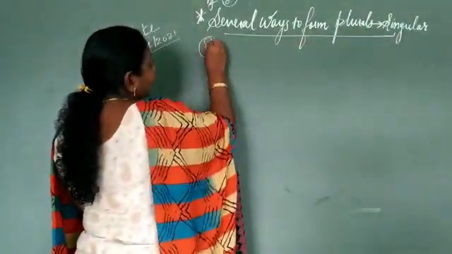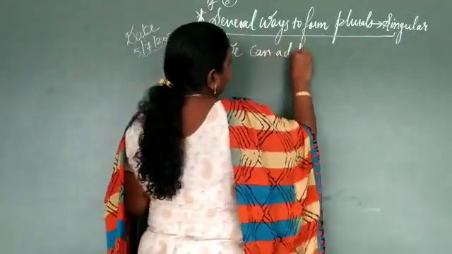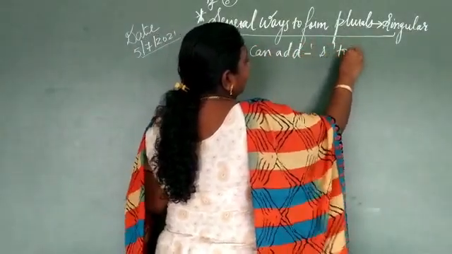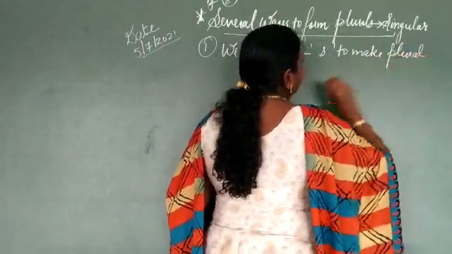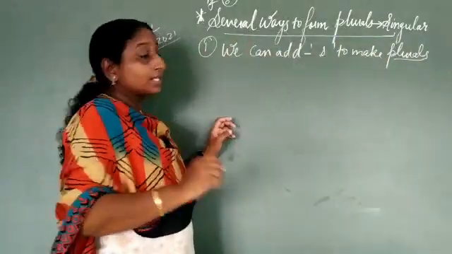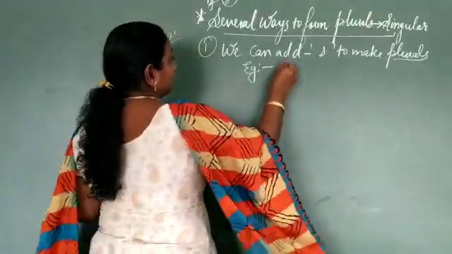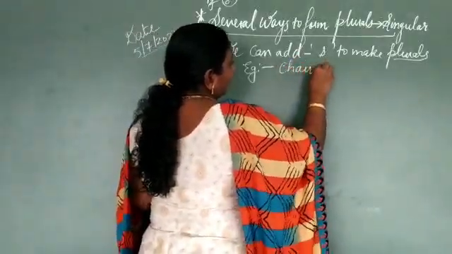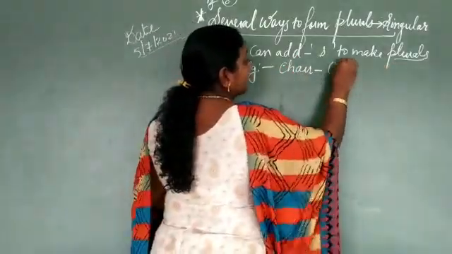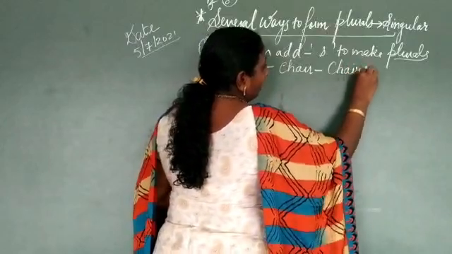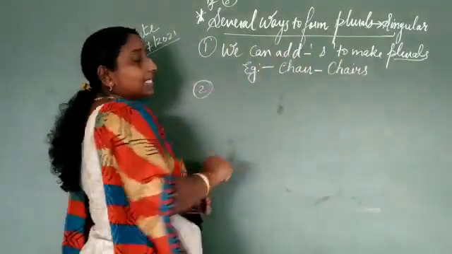The first rule can be like this. We can add S to make nouns plural. Okay, how? What is the example I can give? You can write chair. Okay, this is a singular noun. If I have to make it a plural, I can add S: C-H-A-I-R-S. Okay, understood?